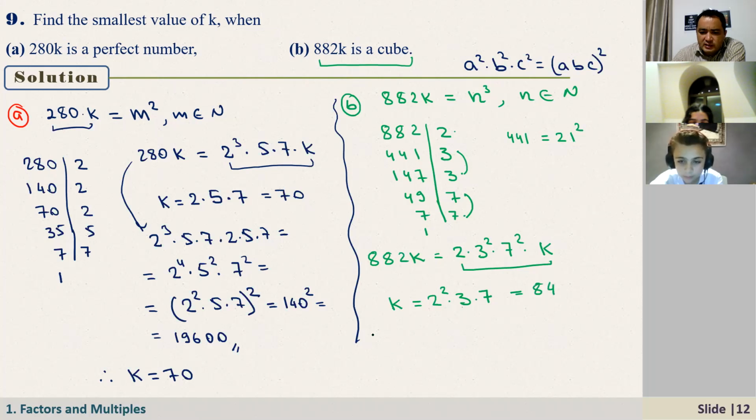Look, if you check this, 882k is equal to 2 times 3 squared times 7 squared. And what is the value of k? That's equal to 2 squared times 3 times 7. Now, if you simplify this, here we have 2 more 2's. So if you just combine them together, here we have 2 cubed.